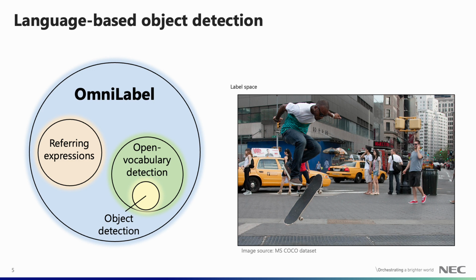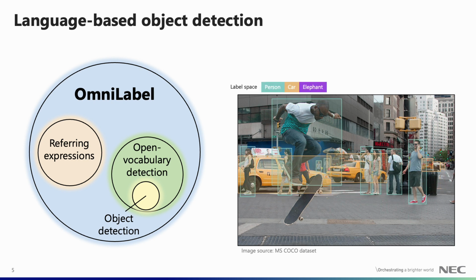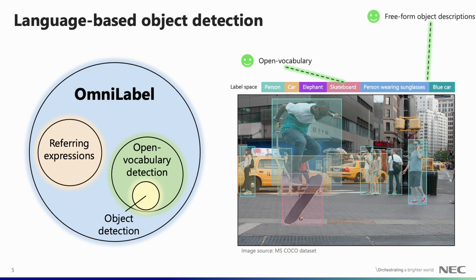So here are the key properties of our new benchmark. First, the label space consists of simple categories like in standard object detection, but it also contains novel categories like in open vocabulary detection, and it also contains more complex object descriptions like referring expressions.